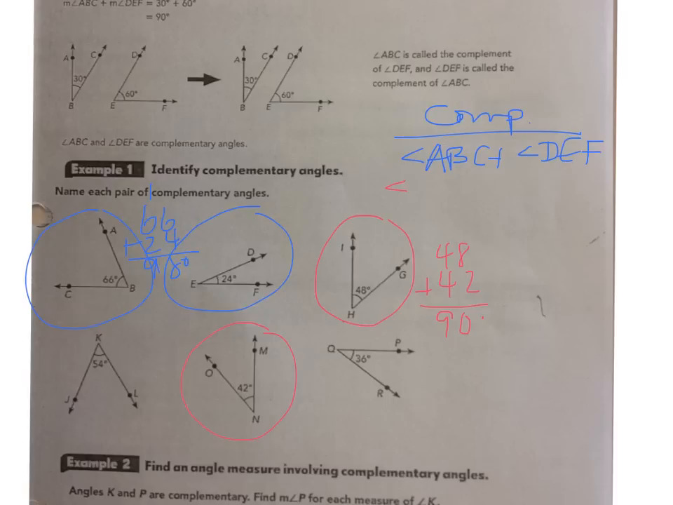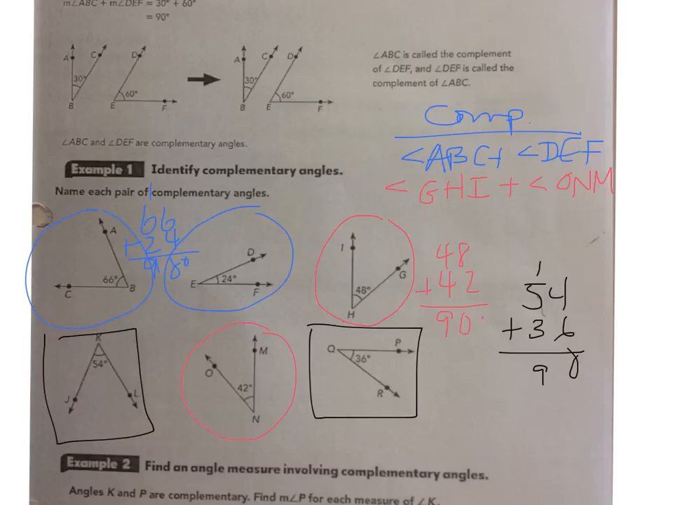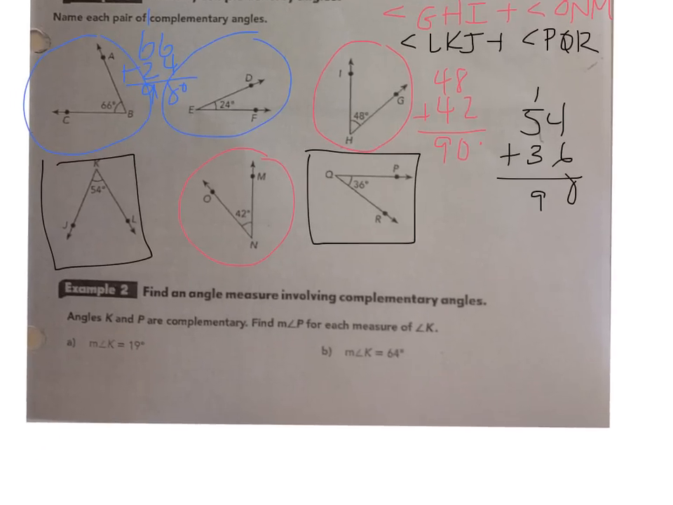So we have angle GHI and angle ONM. Okay, those are also complementary. Together they equal 90 degrees. Okay, then we have one more pair. We have 54 and 36. So let's see, 54 plus 36. That is also going to give us 90. So these two angles are also complementary. So we have angle LKJ and angle PQR. Okay, and remember you keep the capital letters and you put the less than sign in front.